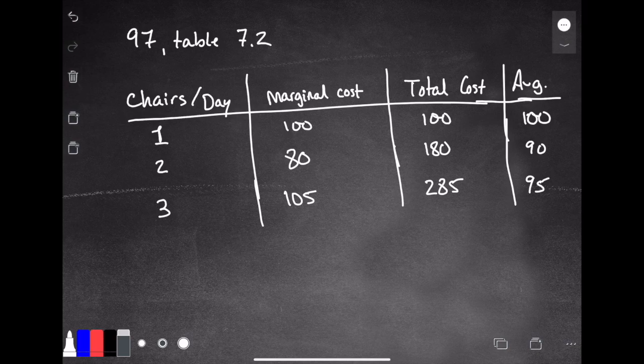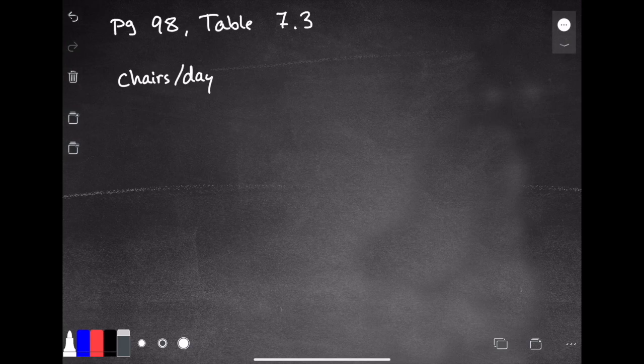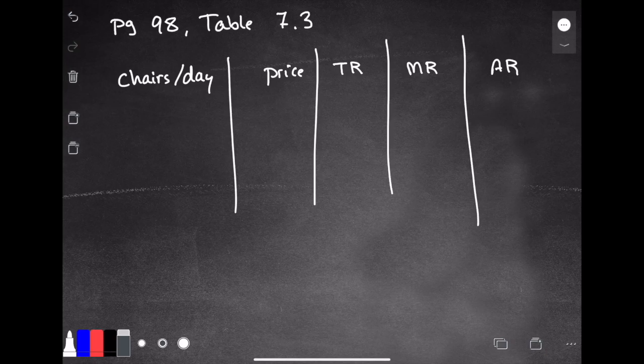Now, let's apply this to perhaps revenue. This comes from page 98, table 7.3. Let's look at, again, chairs, and this time sold per day. Then we've got the price that we can charge, the total revenue, the marginal revenue, and then the average revenue. So we'll just make a quick table here.